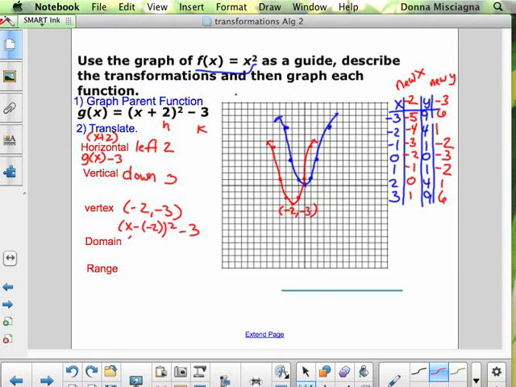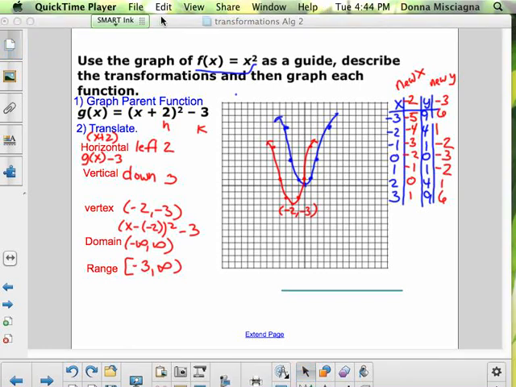The domain, this is a parabola, negative infinity to infinity. And the range, the low value, is negative 3 to infinity. And I think that's the end of this video.